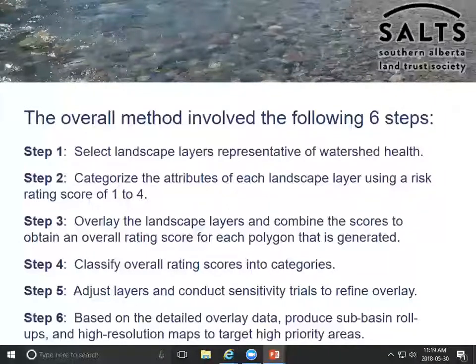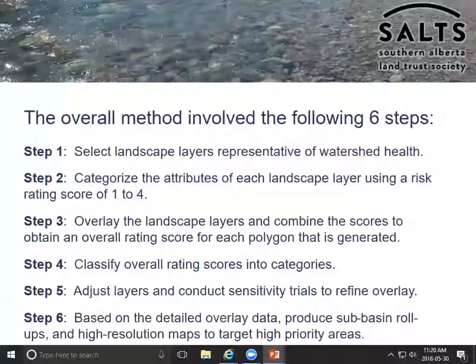Then we would take all those landscape features, overlay them, and combine the scores to create an overall rating score for all the polygons generated in the map, to really highlight those areas that have the highest value across all the landscape layers that are important for water. The next stage was to classify the rating scores into categories, and I'll show you what we did in terms of looking at different ways of mapping the watershed and prioritizing in different ways.